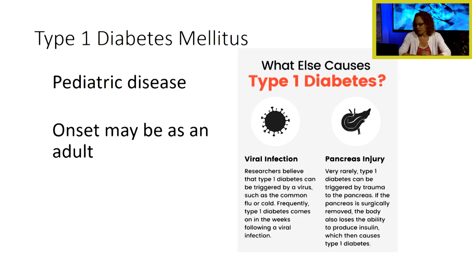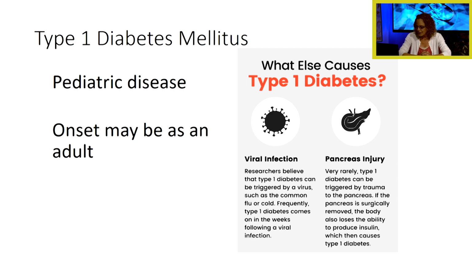Now, I said earlier that type 1 diabetes has what we refer to as a juvenile onset, meaning that it's a pediatric disease. However, the onset may be as an adult. And so what else causes type 1 diabetes? Researchers believe that type 1 diabetes can be triggered by a virus such as the common flu or cold. Frequently, type 1 diabetes comes on in the weeks following a viral infection.